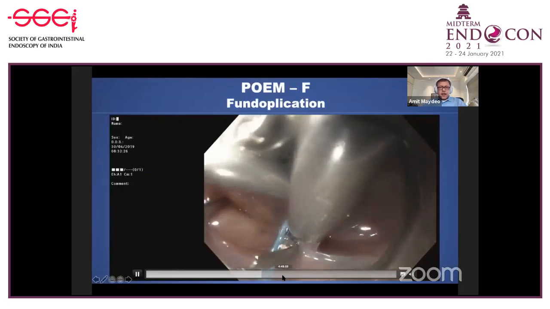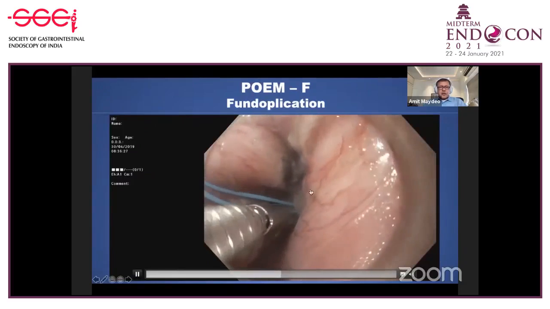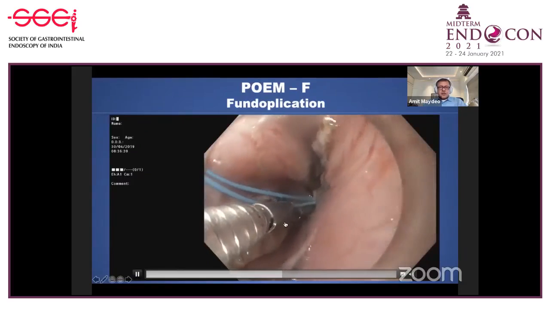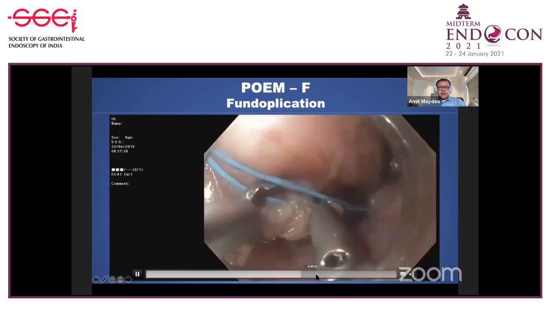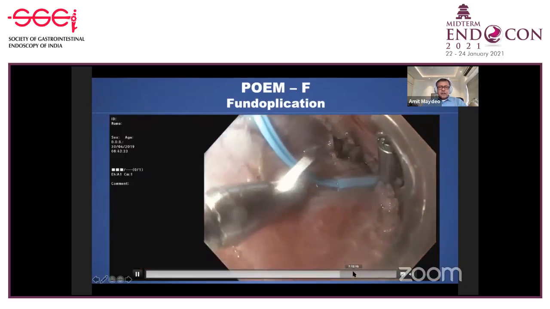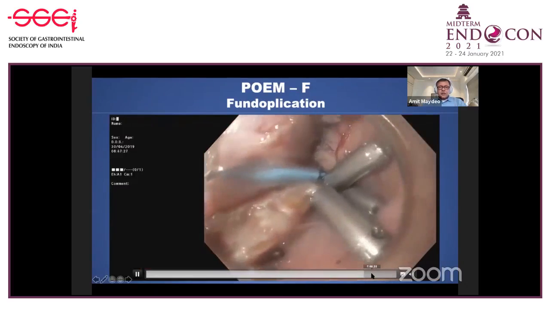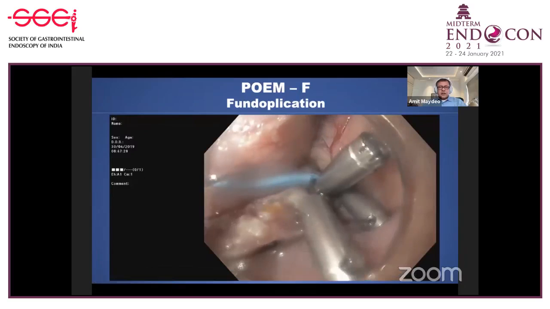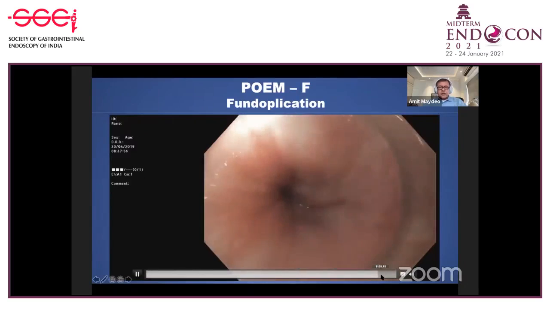The whole scope is pulled back along with the loop, and the loop is then attached to the cut edge of the muscle inside the tunnel. So here what we do is, this is how we are attaching the loop. And after the loop is attached, we have to cut the extra loop which is there, and then we have to bury that loop inside the muscle so that this loop does not create a perforation in the mucosa inside the tunnel. So this is how the fundoplication is actually created.